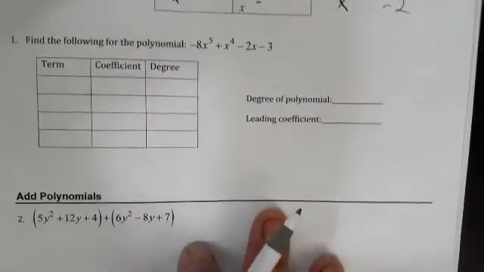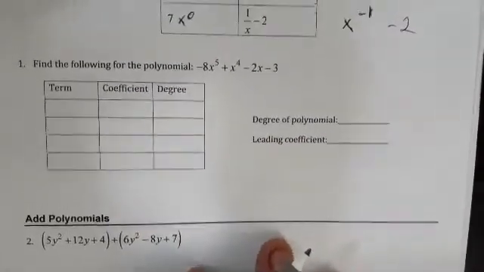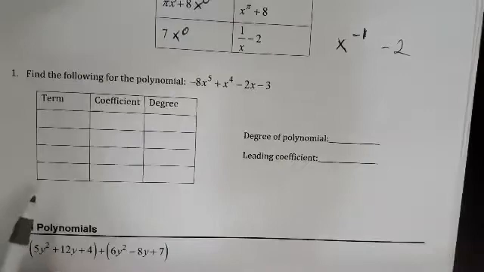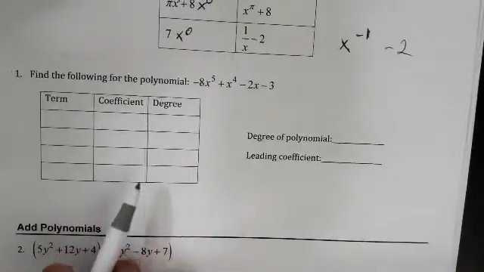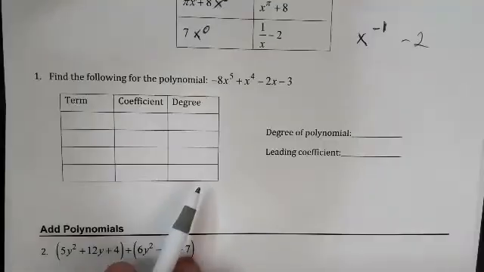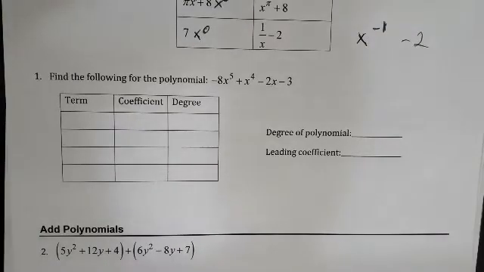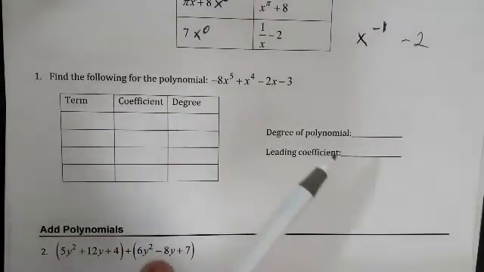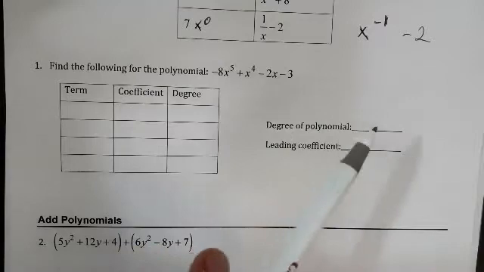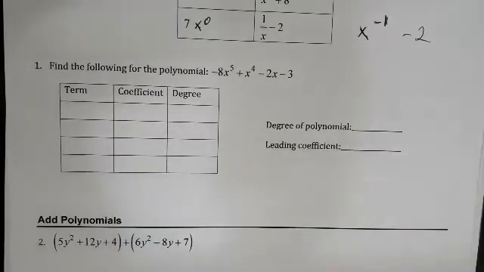Okay, so they want us to dissect this polynomial. They want us to write the term here, the coefficient on that term, and then the degree of the term. And so we're going to define a lot of words right here, and then we're going to talk about the degree of the polynomial and the leading coefficient after we're done with that.